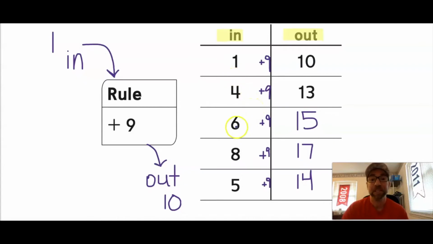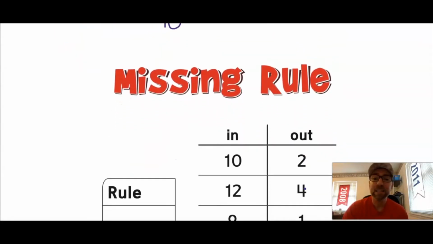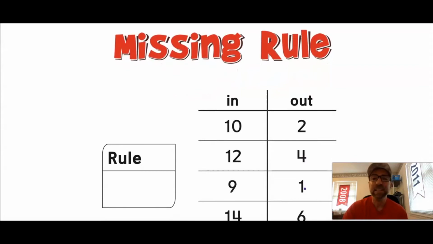How did you do? 6 + 9 is 15. 8 + 9, 17. And 5 + 9 is 14. And that completes my in-out box. Go ahead and clear off your sheet protector, because this time it's a little bit different. This time we're missing the rule. Wow, the last time we were missing the out boxes, but now we're missing a rule.